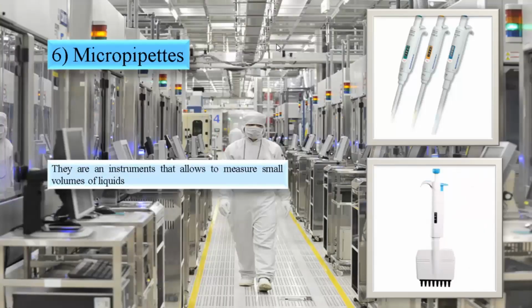And finally, we have micropipettes. They are instruments that allow us to measure small volumes of liquid. And that's all.